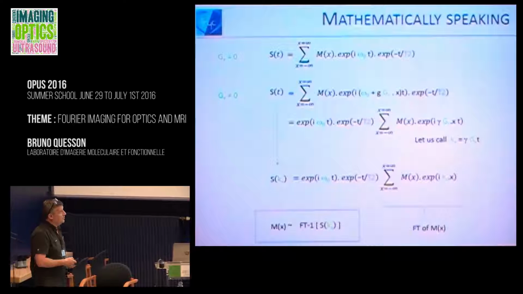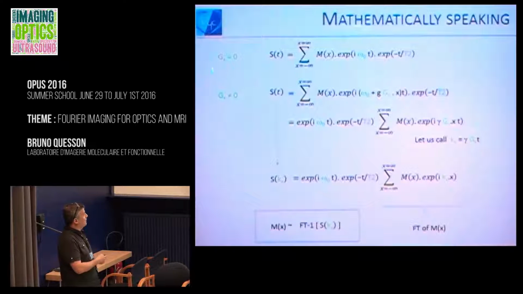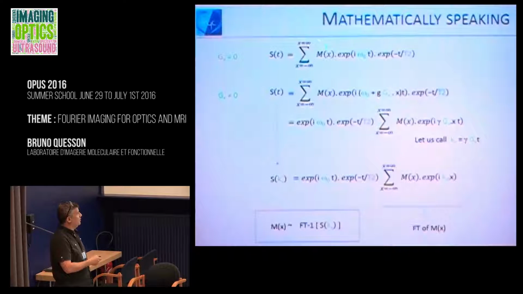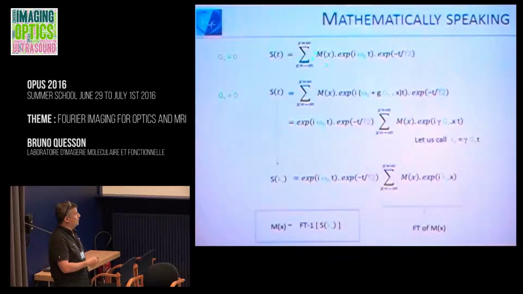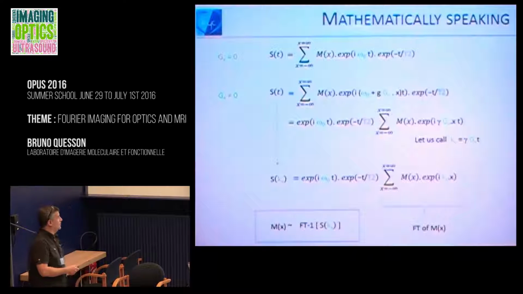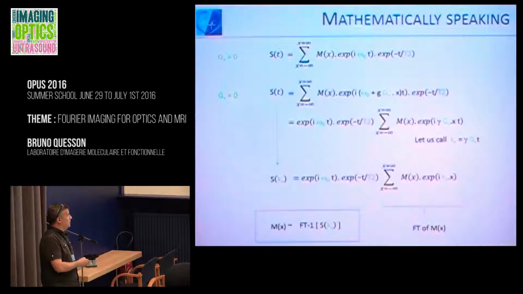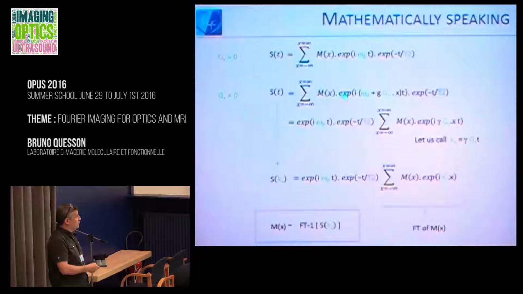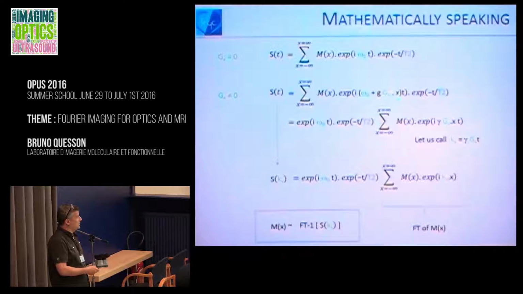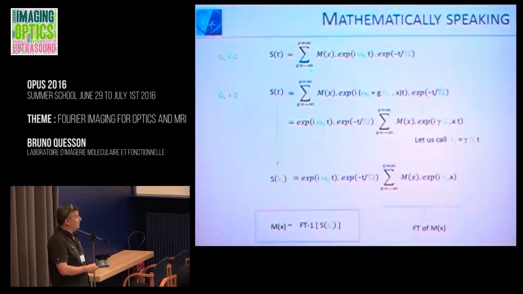Okay, so a bit of mathematics. If I have no gradient, the signal I get is simply the sum over all the magnetization over X, this is my profile, which oscillates at the same frequency, and you have the exponential decay depending on your tissue type. And I have nothing to do with that. Now if my gradient is different from 0, then I get this expression. This depends on the X. It's a sum over X. This does not, so I can put them outside from the summation.